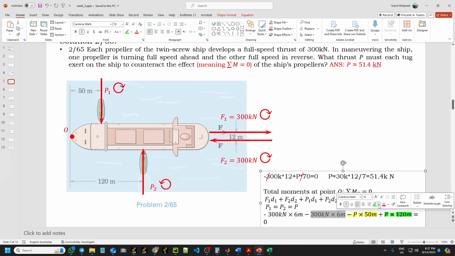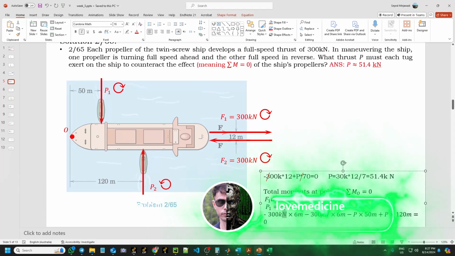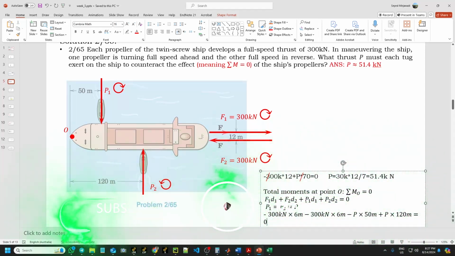Okay, but I don't like this way because it takes time. Okay, so remember these ones. And for this one also it will be negative 300 kilonewton times 6 meters. So you don't need to put Newton here, because it might make you a little confused. Yeah, this is the method. Then you can obtain the P. So this is the second method.